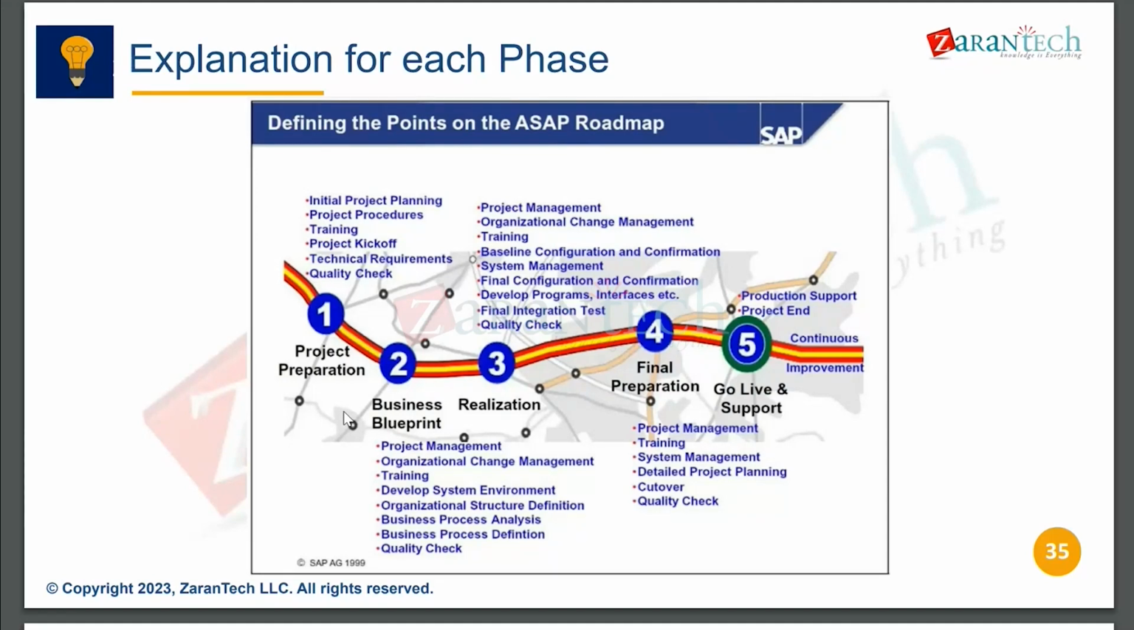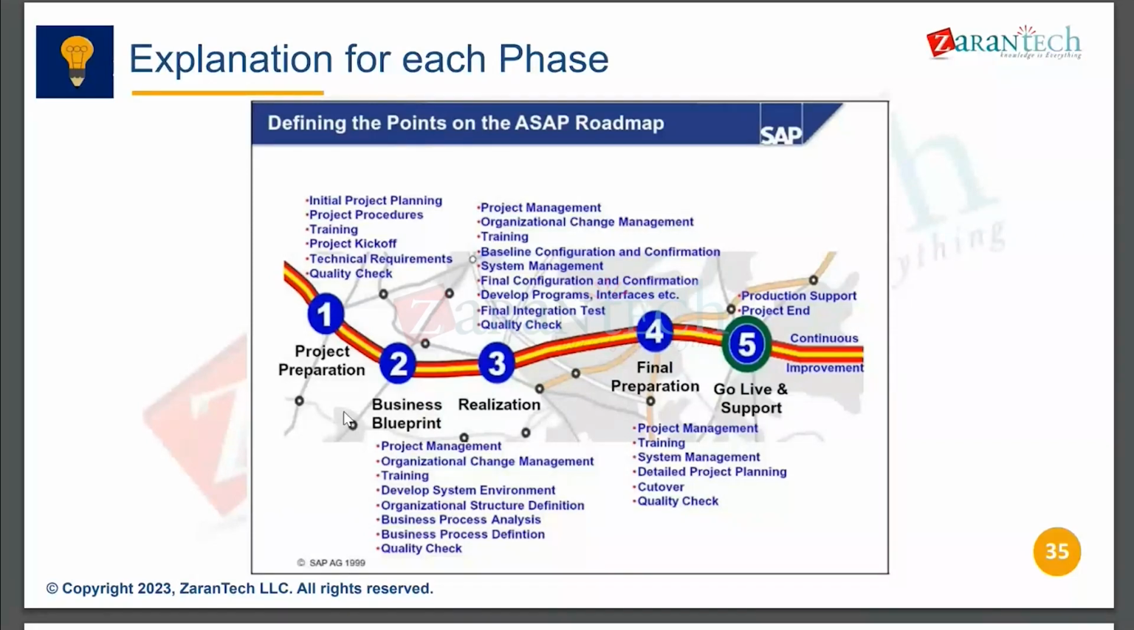So that kind of activities will be done in project preparation. Then business blueprint. Here, as I explained, we will explain what your current business process is, and organizational change management. Means how your business organization currently operates will change once the SAP implementation is done, I mean, once SAP is implemented and the SAP system is in place. That kind of change management, everything will be discussed in the business blueprint. So here we will do the business process analysis and define the business process definitions, everything.